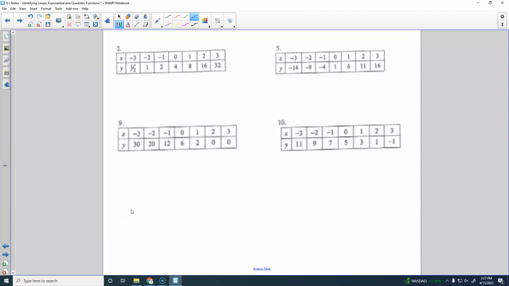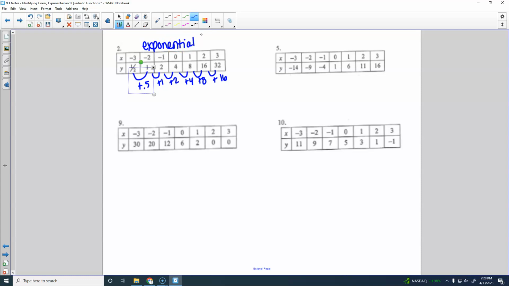Okay. So if we're looking at these, most of these tables that you're going to see, your X's are all increasing by 1, so you don't have to pay a lot of attention to that. But here, I go up by 1/2. Go up by 1, go up by 2, go up by 4, go up by 8, go up by 16, right? If I look at that difference that's happening each time. So it would appear, because those numbers are increasing, that this would be exponential.